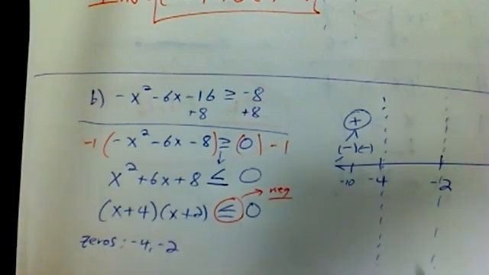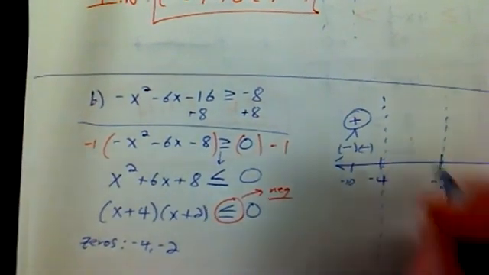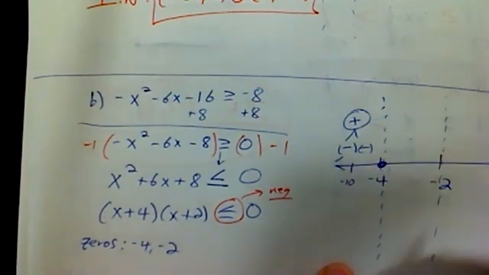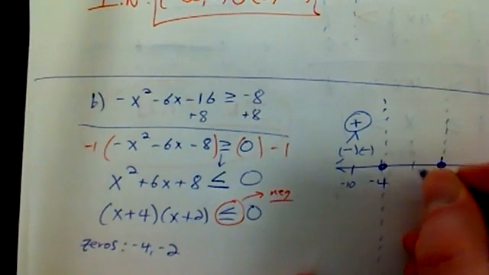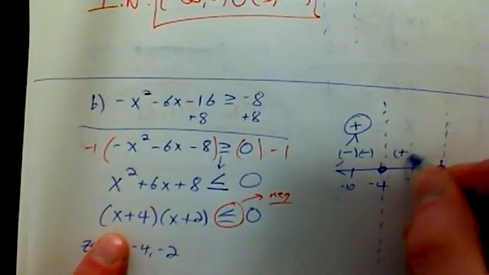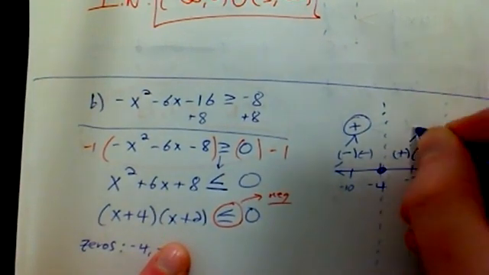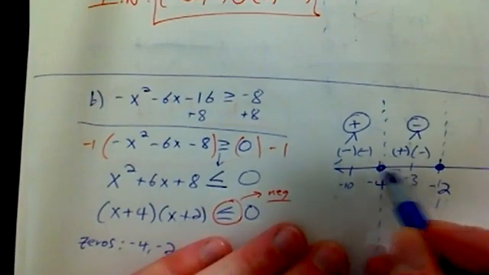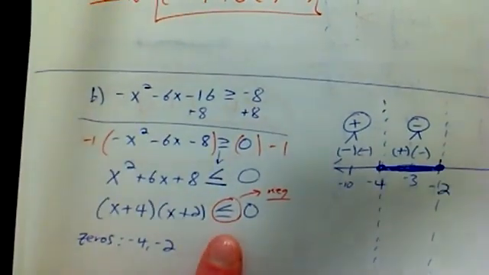Okay. Now, -4 and -2, can I include those in my answer? Well, yes, I can, because it's less than or equal to. And we know at the zeros, that's when it's equal to 0. So I'll go ahead and just shade these right now. Let's pick a point in between. I guess -3 is a good choice. -3 plus 4 is positive. -3 plus 2 is negative. Positive times negative is negative. I want negative stuff, so I'm going to shade this. And I know that from this symbol right here.